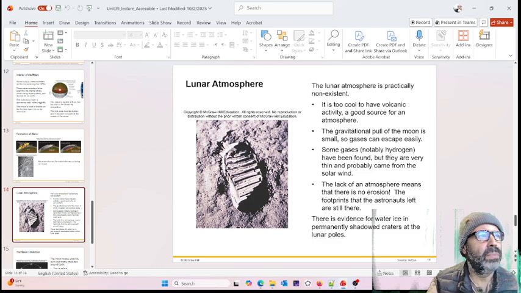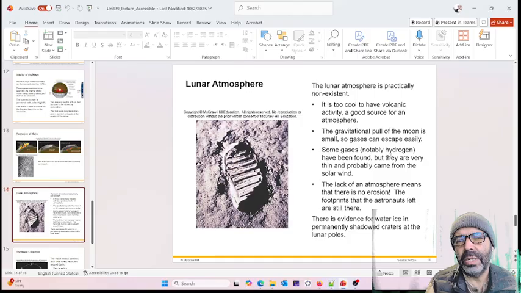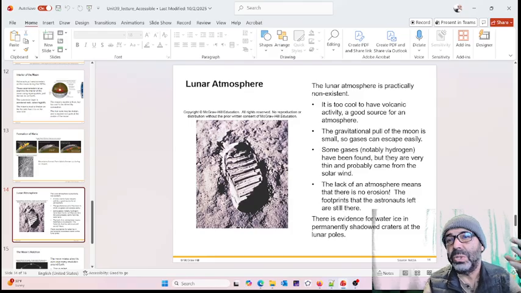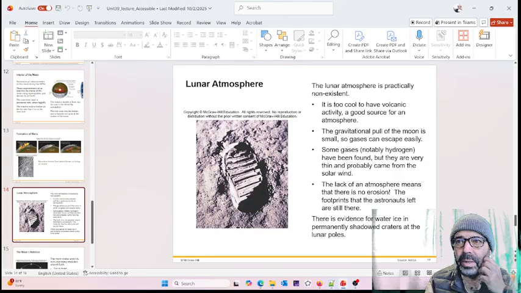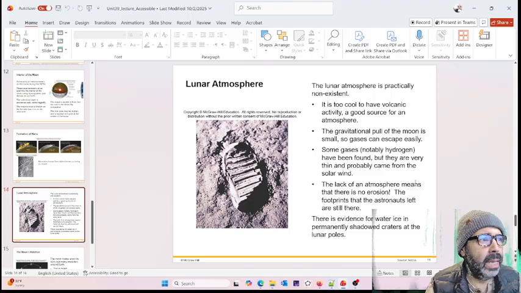It has some traces of hydrogen, and that's probably captured material that comes from the Sun. Remember, the solar rays are mainly hydrogen particles and also electrons. So now you have them on the Moon, and you have them also everywhere else in the solar system. And it has actually a little bit of water.